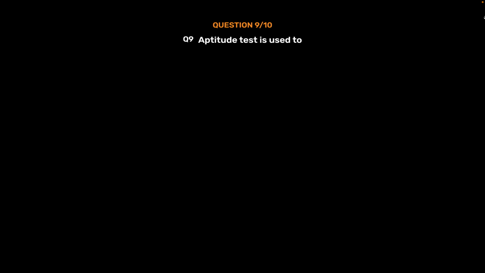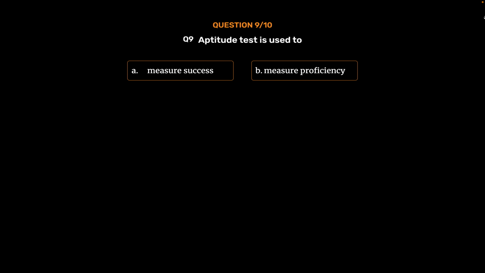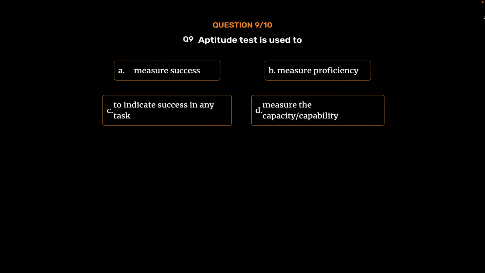Question number 9. Aptitude test is used to Option A, measure success. Option B, measure proficiency. Option C, to indicate success in any task. Option D, measure the capacity/capability. The correct answer is Option C, to indicate success in any task.